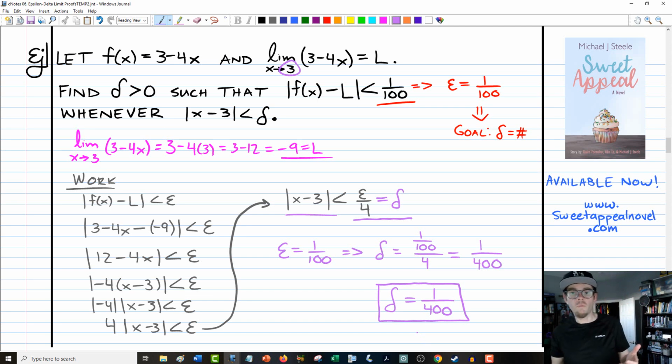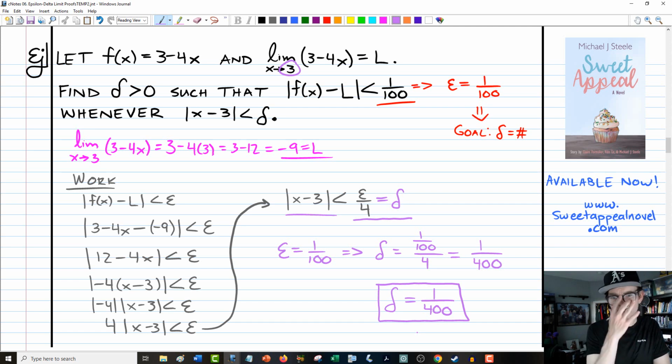And there's our stuff. We actually found the specific value we are looking for. And of course, if you wanted to graph this, I don't want to do that just for the sake of timing. If you wanted to graph this on your graphing calculator and actually check, like, 3 plus 1 over 400, 3 minus 1 over 400, and then, of course, the limit value, negative 9 plus or minus 1 over 100, you'd see that we do, in fact, get the entire line, just like we talked about before.